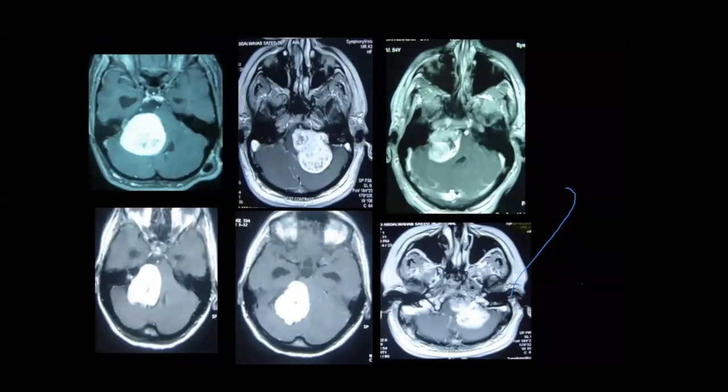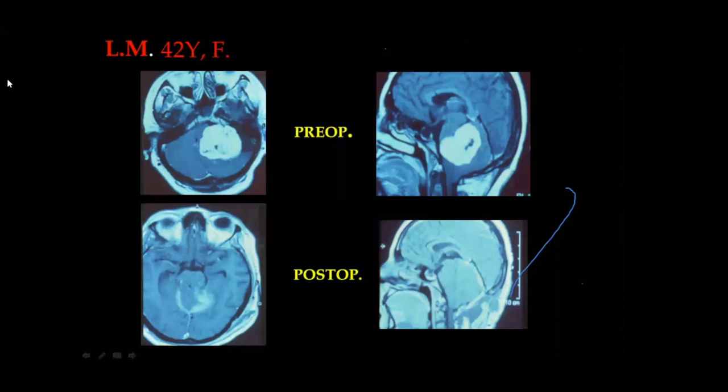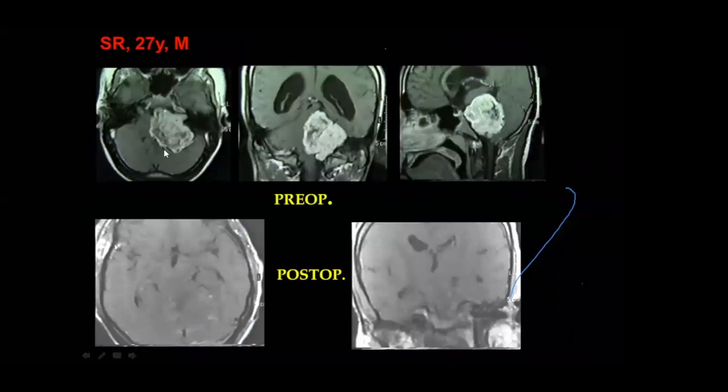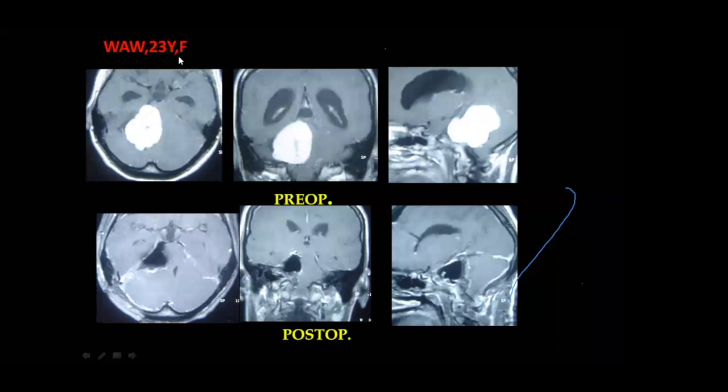Some of the cases had surgery before at other places. They were referred to us for radiation, but of course we did surgery for them. Some of the cases: this 42-year-old female patient with this tumor and the postoperative, the one which I mentioned coming from Palestine with this lesion and postoperative, this large lesion here with some preservation of the facial nerve. A 59-year-old female patient with a giant one and postoperative. A 23-year-old female with this lesion and postoperative.